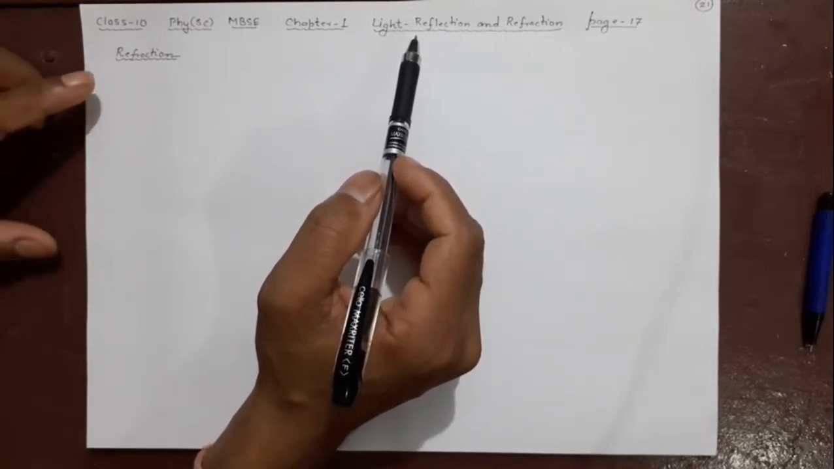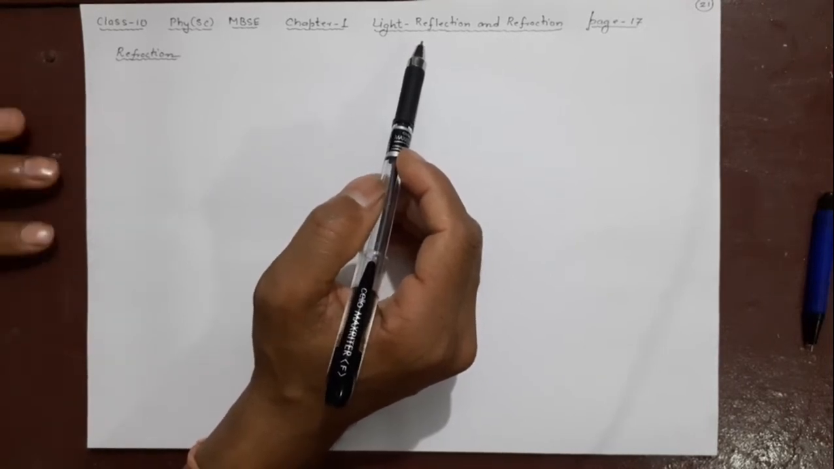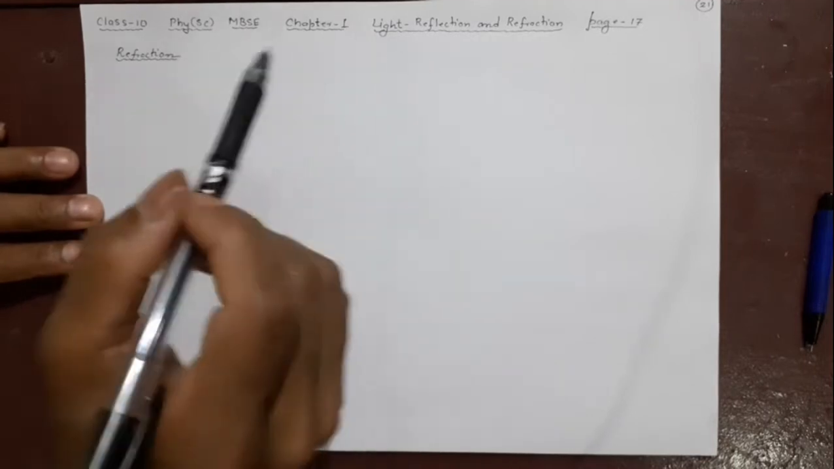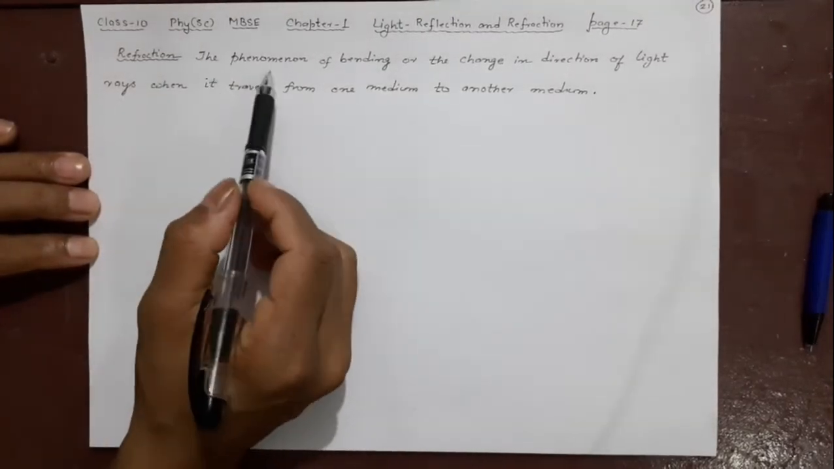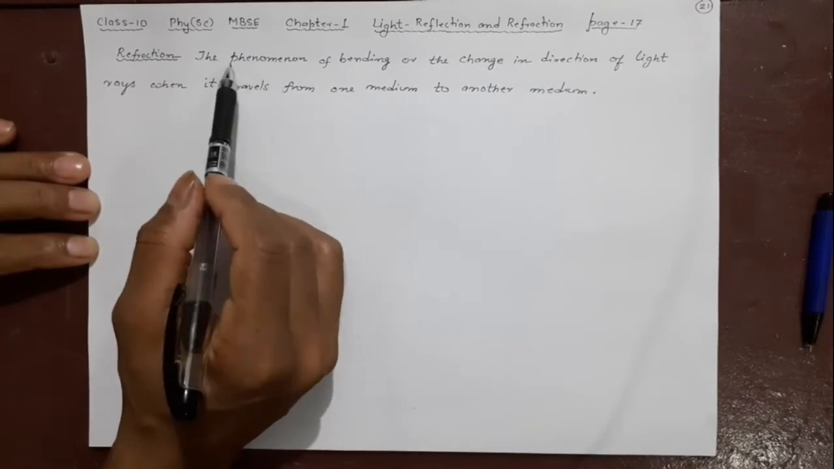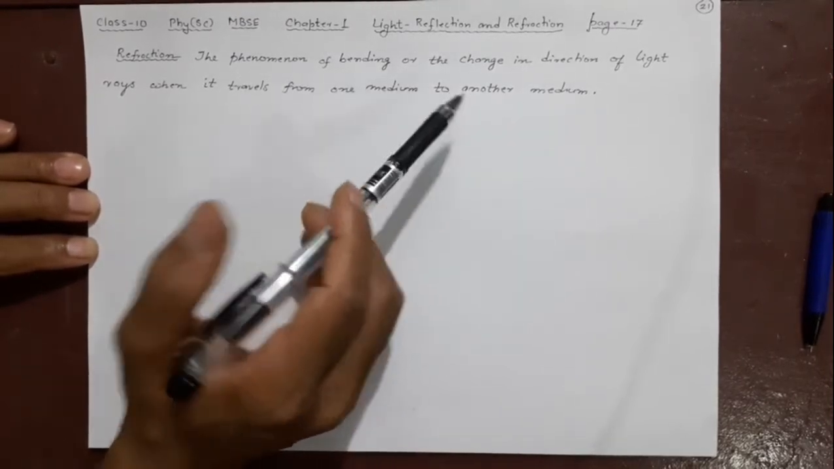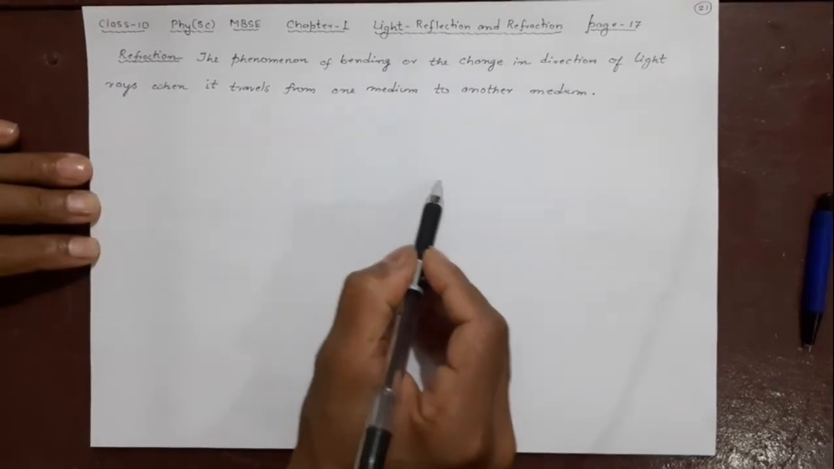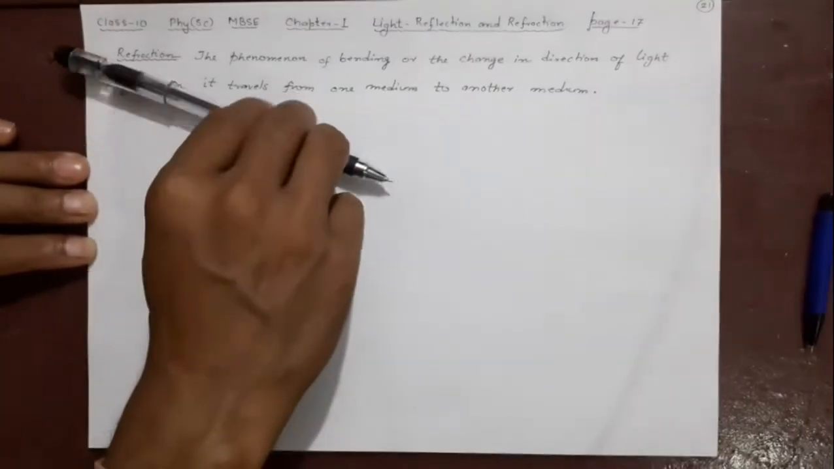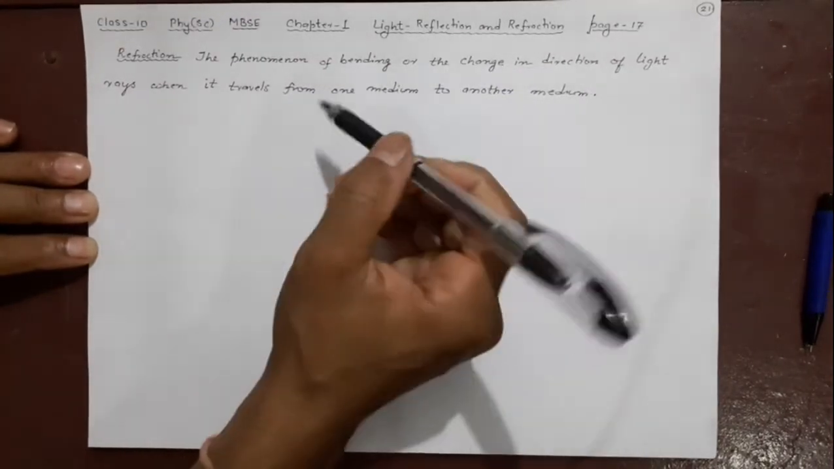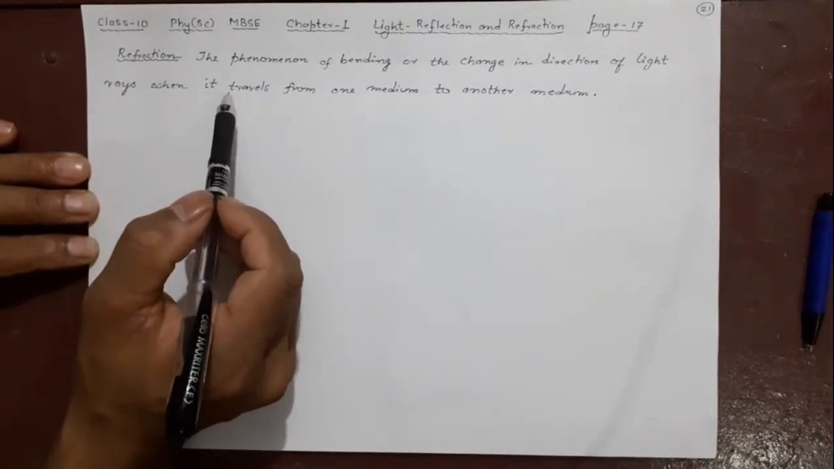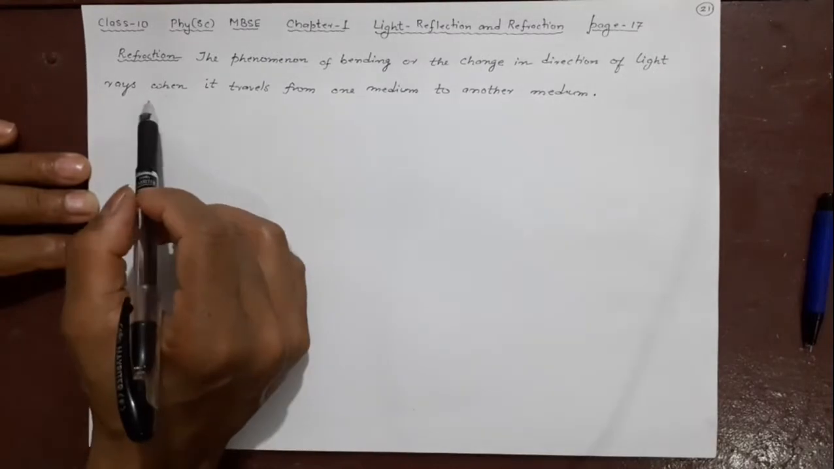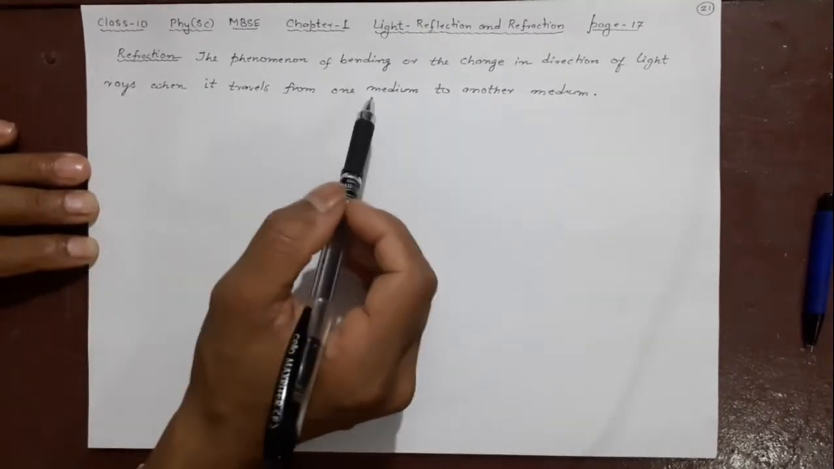Now for refraction, you have to know first what is refraction. In order to know that, I'll first write its definition and then I'll explain what refraction actually is. This is the definition. The phenomenon is the whole process, the thing that happens, called the phenomenon of bending of light. Bending means, suppose your light is going in one direction in a straight line, and suddenly it changes direction. That is called bending, the change in direction of light rays when it travels from one medium to the other.